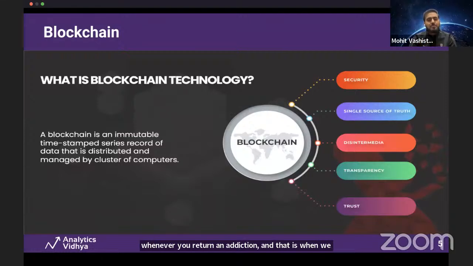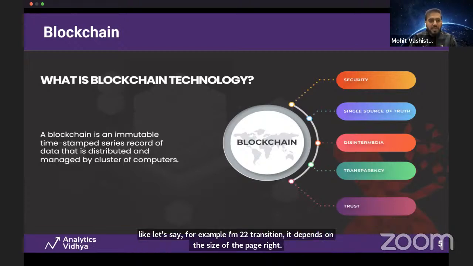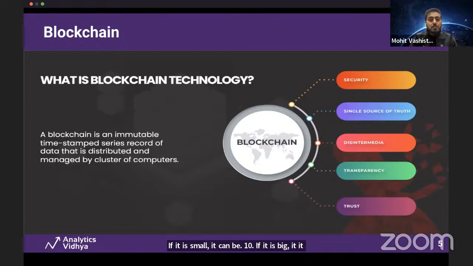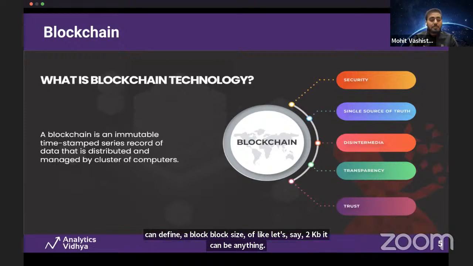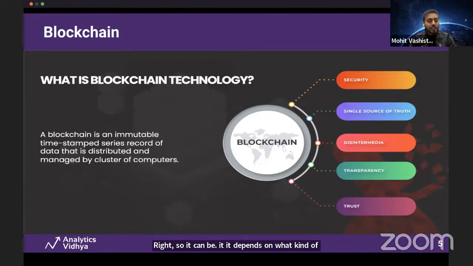Now series, like timestamp series, we can call it that because it's a number of records. In a page, we will keep a number of records, for example, 20 transactions, 30 transactions. It depends on the size of the page, right? If it is small, it can be 10. If it is big, it depends on which type of notebook you have purchased, or which type of blockchain you are using, right? For example, Ethereum is a platform. It can define a block size of 2 MB. It can define a block size of, say, 2 KB. It can be anything. It depends on what kind of blockchain you are using, the block size. So it's a timestamp series record of data, right?